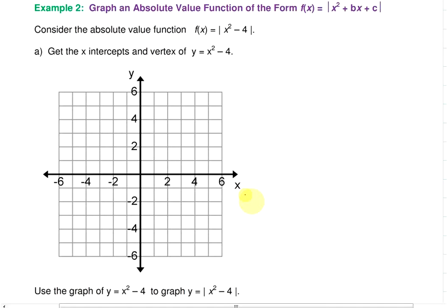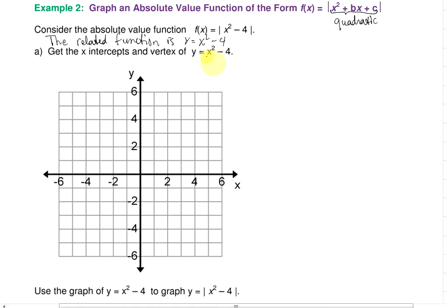Okay, so example 2, we're going to now graph an absolute value function of the form f of x equals x squared plus bx plus c. That means we want the absolute value of a quadratic. Okay, so we're going to take a look at the absolute value function f of x equals the absolute value of x squared minus 4. The related function is y equals x squared minus 4. So we're going to get our x-intercepts and vertex of y equals x squared minus 4.